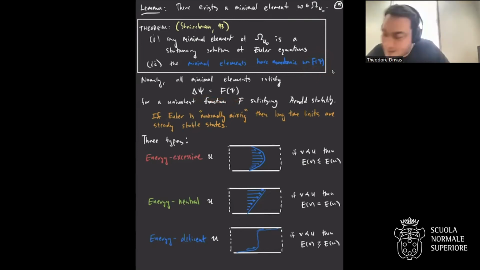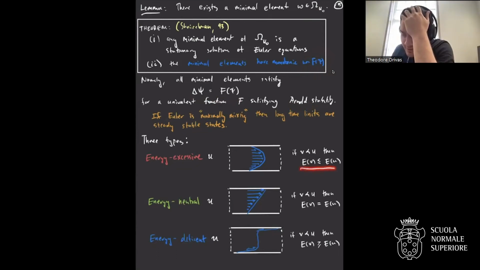And he characterized them as essentially, they're not quite Arnold stable, but essentially there's categories which are like Arnold stable: energy excessive, energy neutral, and energy deficient. That just means if you take that minimal element, this steady state for Euler, and you make any mixing of it, the energy excessive ones, any mixing will have lesser energy. Energy neutral will have the same, and energy deficient, any mixing will have more energy.